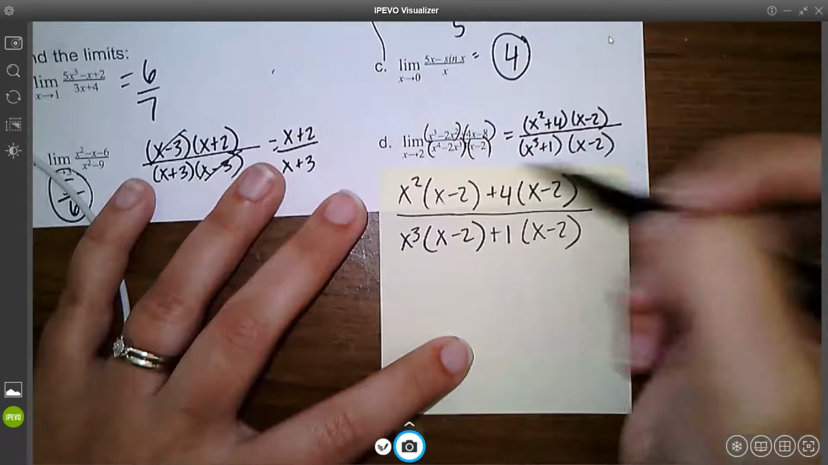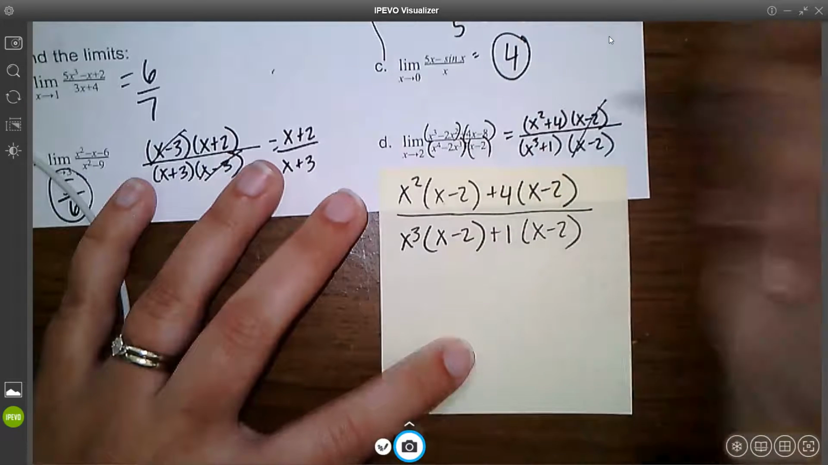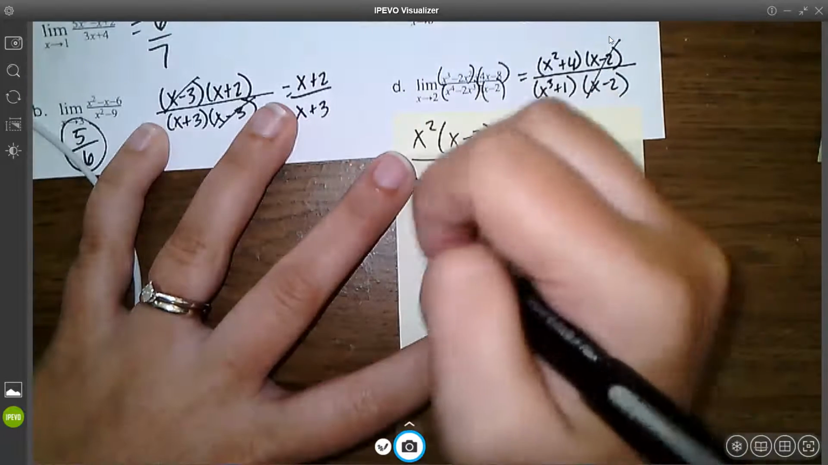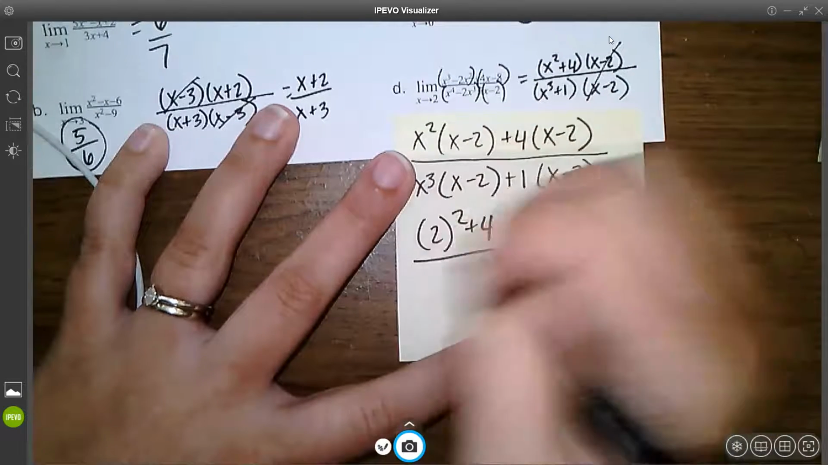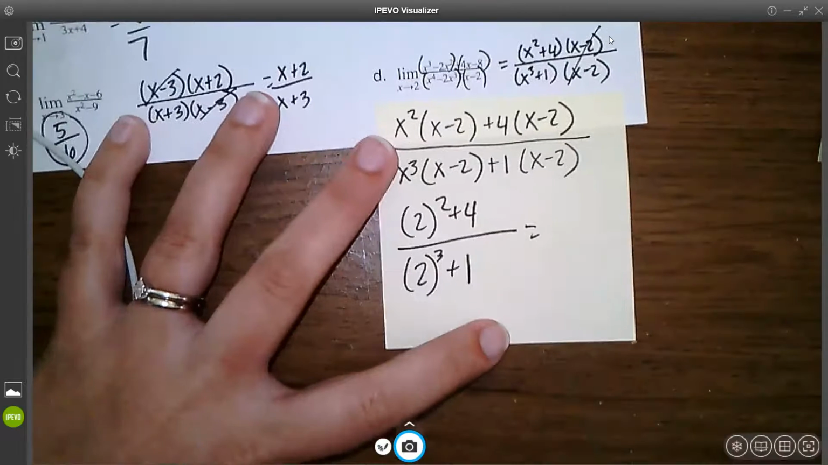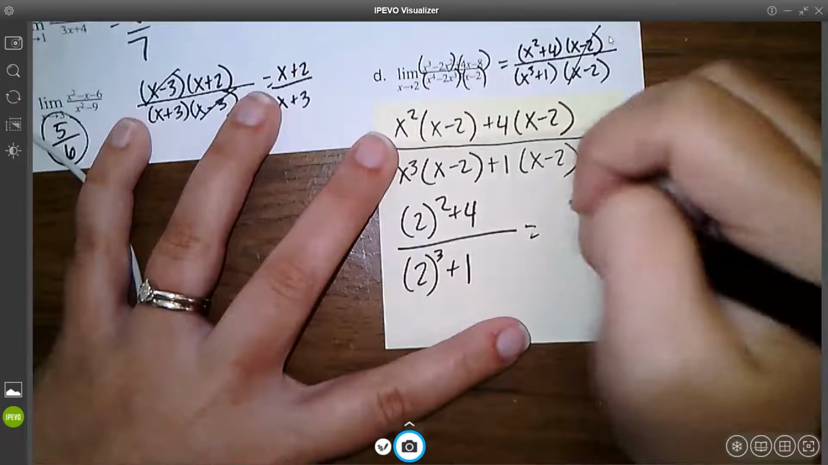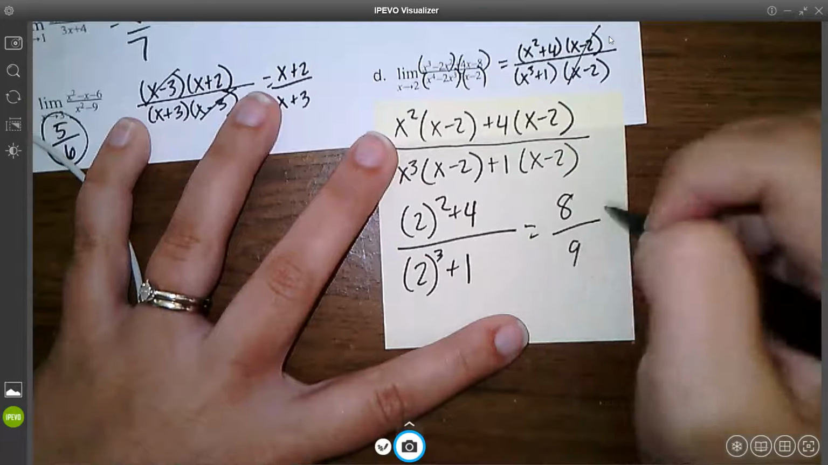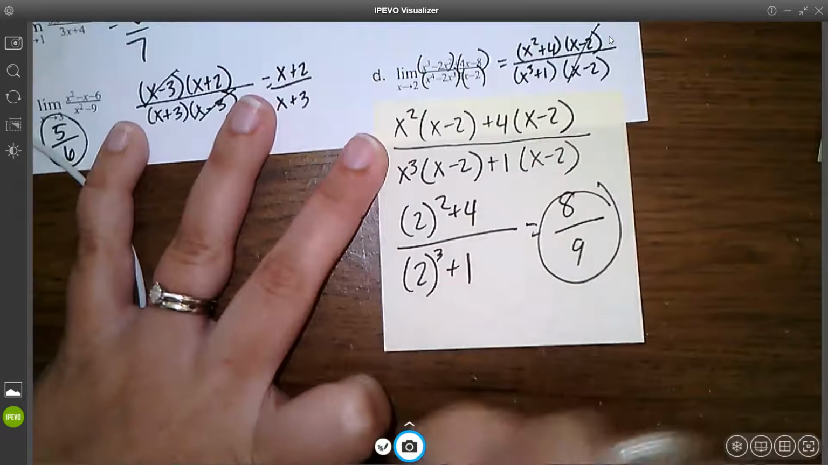The factor that made your denominator 0 cancels out. So now you can plug 2 in. So I have 2 squared plus 4 over 2 cubed plus 1. 2 squared is 4. 4 plus 4 is 8. 2 cubed is 8. 8 plus 1 is 9. So your answer for that one is 8/9.